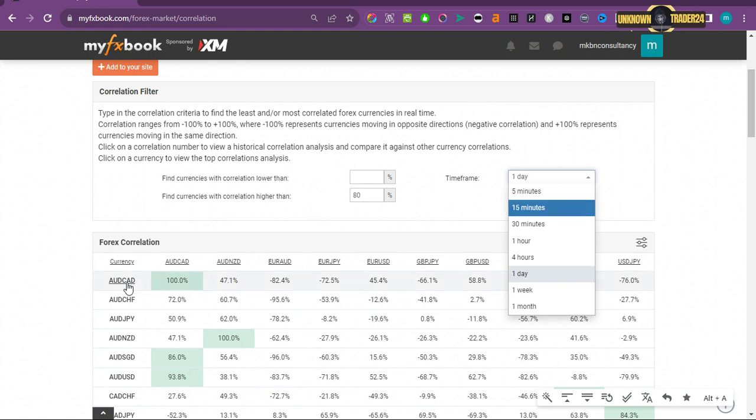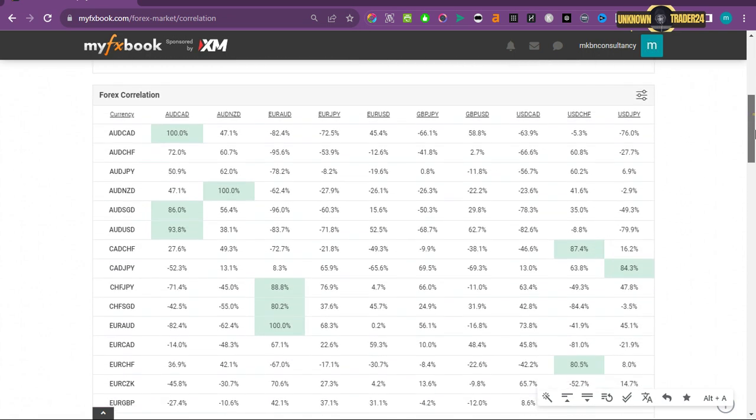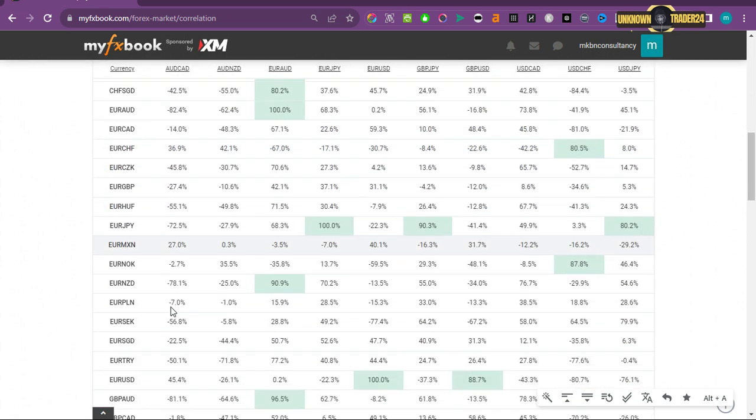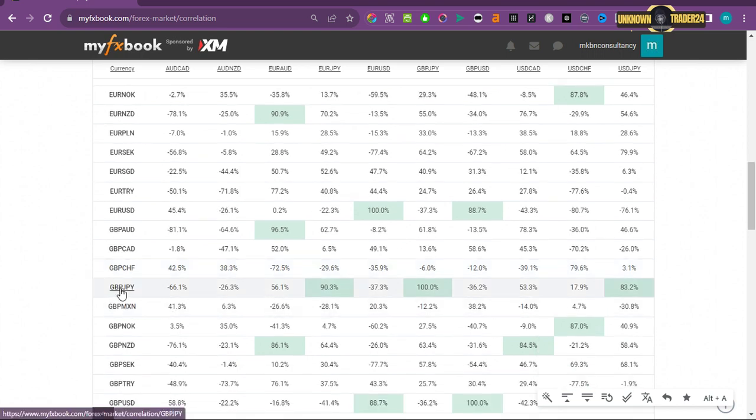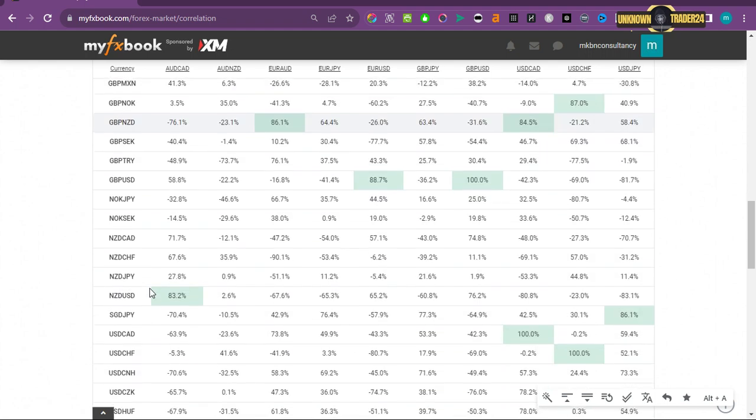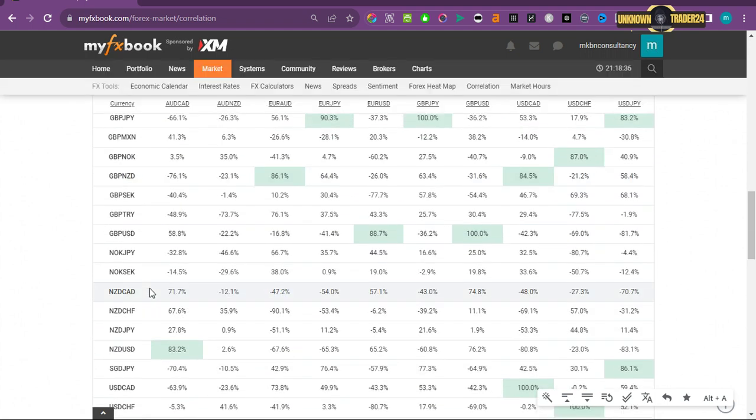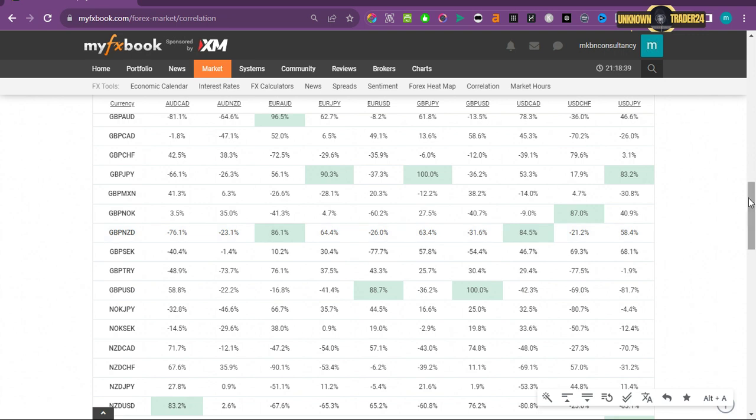I believe you've heard me once telling you that you can't sell Euro JPY and buy GJ, Great Britain pound JPY. Why? Because they are highly correlated. Let's go and search for GJ. This is Great Britain pound, and we are gonna compare it with, let me take this up a little bit so that nobody gets confused.